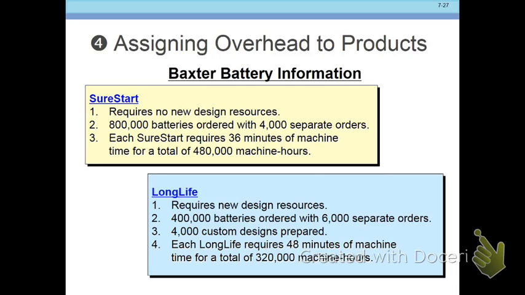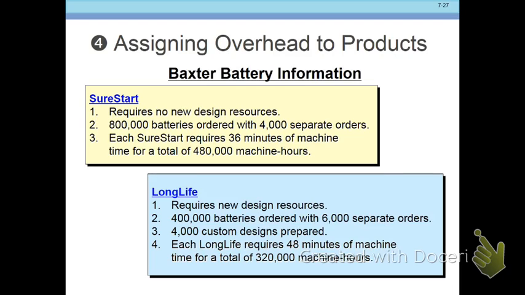So now notice what they have here. They have information on their 2 batteries. They have 2 kinds. They have Sure Start and Long Life. Sure Start requires no design changes. There were 800,000 batteries ordered on 4,000 separate orders, and each battery took 36 minutes of machine time for a total of 480,000 hours.